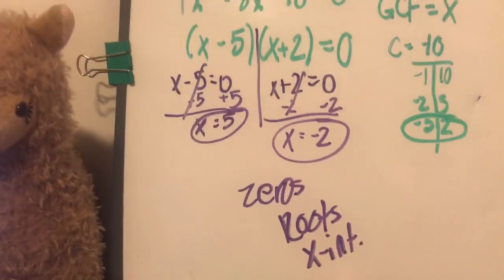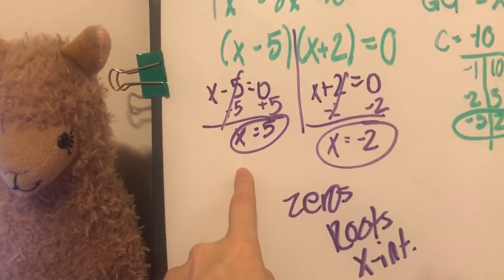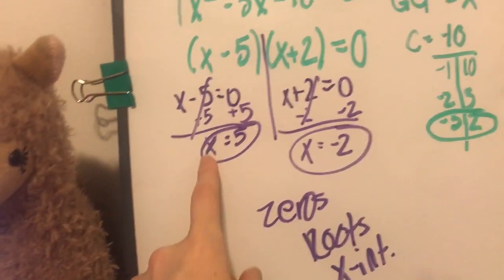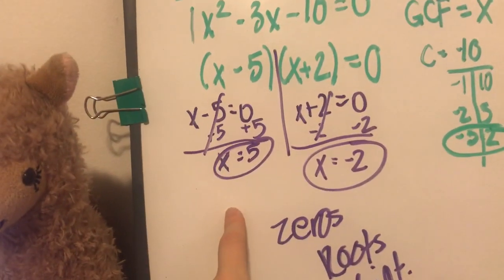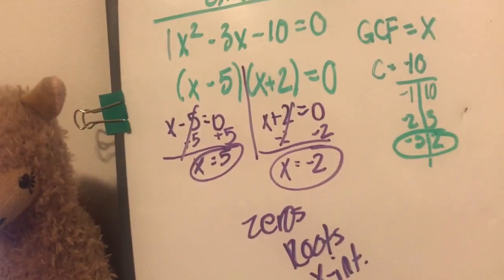And since it's my x-intercepts, I would ask you in class, how could I write this as an ordered pair? And you would say, oh, it's so easy, miss. 5, 0 and negative 2, 0. All right, let's go to example B.